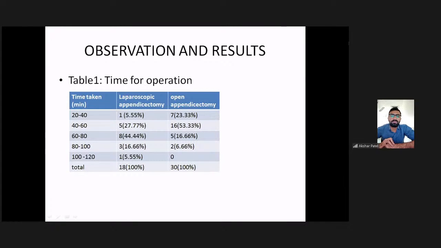Observation and result. Table 1. Time for operation. Time taken for 8 patients for laparoscopic procedure was around 60 to 80 minutes, and for open procedure for 16 patients it was 40 to 60 minutes. Next slide.